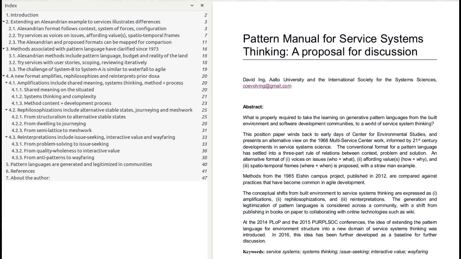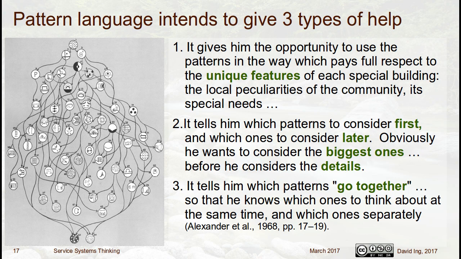This paper goes from Alexander. It took me 3 years. I was at the Pattern Languages of Programs conference, which is the computer science community. I was at the Purple Sock conference, which is the social change community, and then an architect community. It's taking a while to get my head around it. But we're going to actually try some of this stuff in a few minutes.